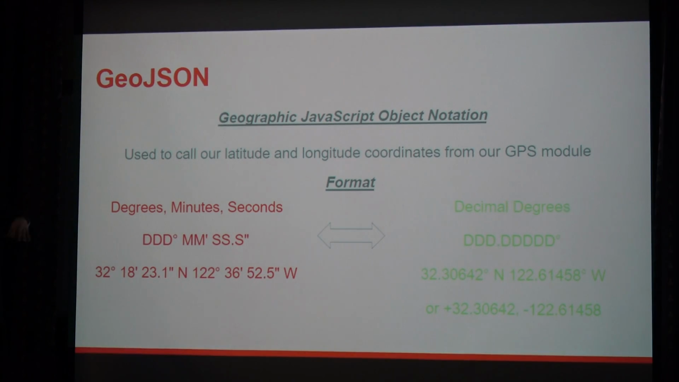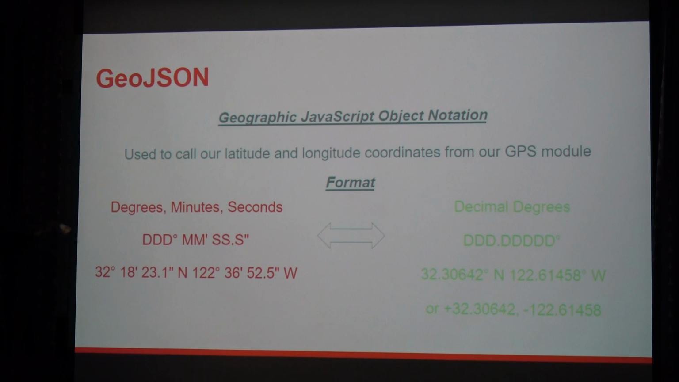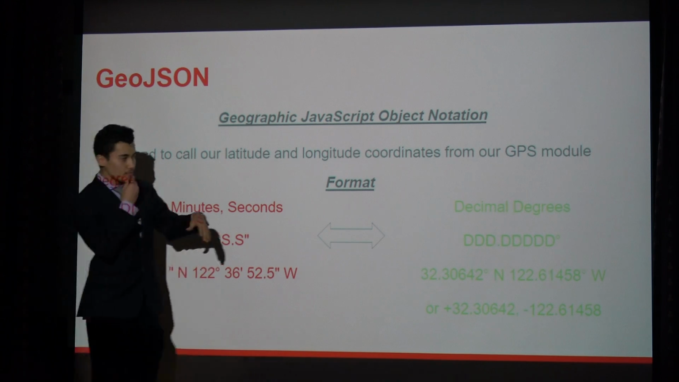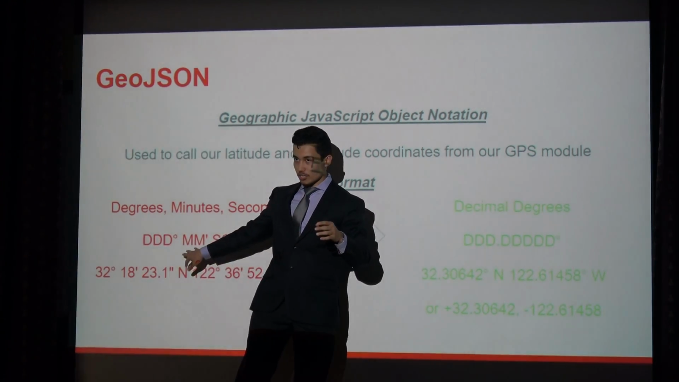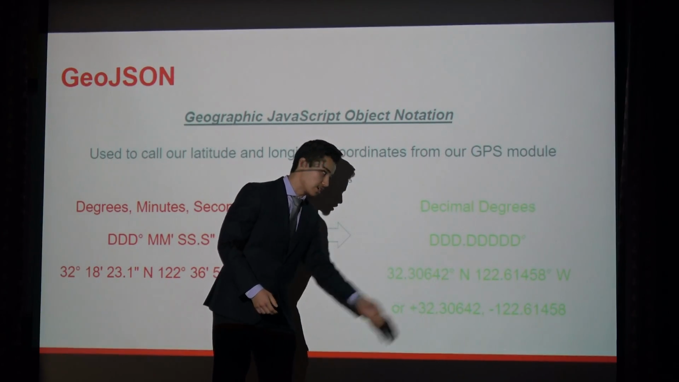It's a geographic JavaScript object notation file. Basically, what it does, it takes the typical coordinate system that you might see on maps that we're more familiar with, the degrees, minutes, seconds coordinate system. However, that is hard to read for a computer, so it converts it into decimal degrees, which is just what you see here, which is much easier.